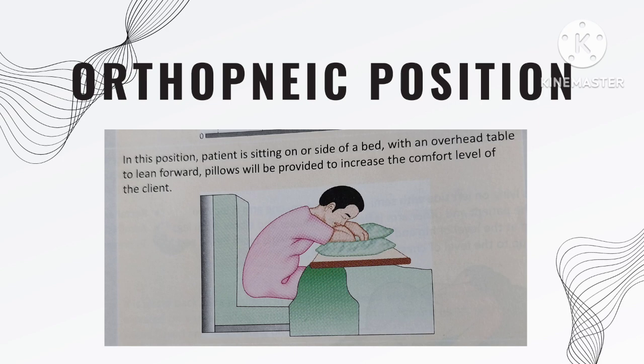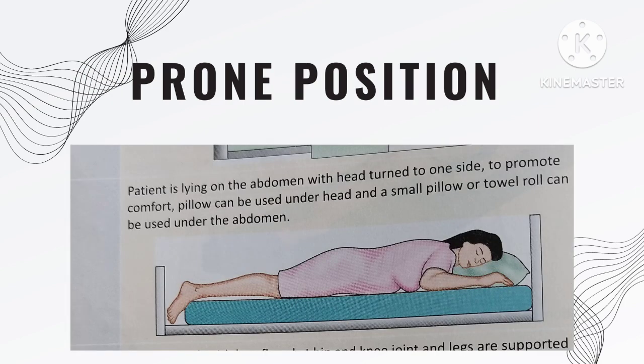The 11th important position is the prone position. The patient is lying on the abdomen with the head turned to one side to promote comfort. A pillow can be used under the head and a small pillow or towel roll can be used under the abdomen. The uses are to prevent aspiration, recovery position after anesthesia, to relieve pressure on the back and coccyx, renal biopsy, neural tube defect, and position after spinal surgery and hemorrhoidectomy.